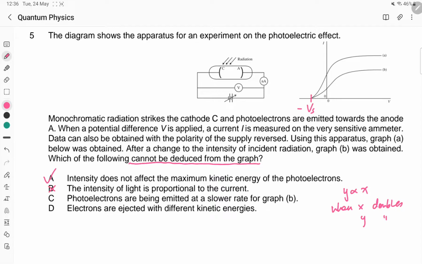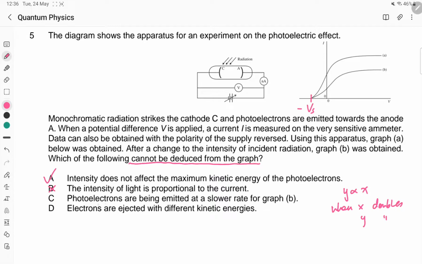And this is actually the option that most people miss out. They thought that this is a correct statement, but it's actually not deducible from the graph. It's actually accurate, we actually know that it's proportional, but it just cannot be deduced.